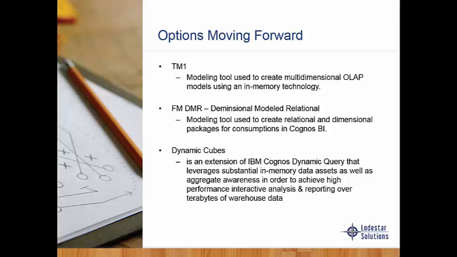So let's talk about some options moving forward. There are 3 main ones that IBM and Cognos offer, which is TM1. Those of you who are familiar with TM1 know that it's a modeling tool that's used to create multidimensional OLAP models, and it's a newer technology, so it uses an in-memory technology, the benefit of which is speed. It is really quick, and we'll talk about more of the benefits as we move forward in the presentation. But ultimately, it's a much quicker, much easier technology with a lot of benefits on the backside.